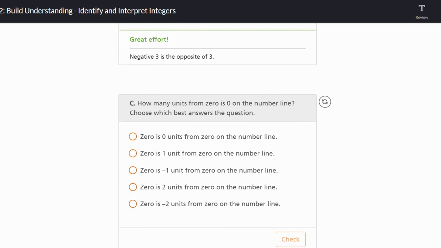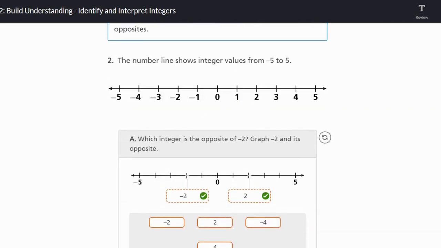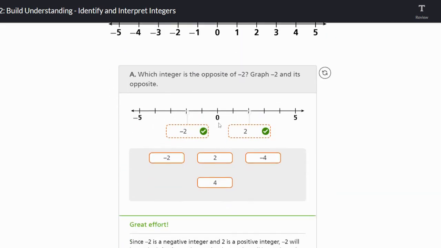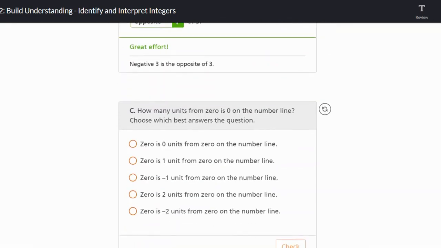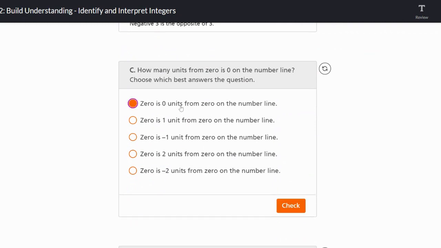How many units from 0 is 0 on the number line? Choose which best answers the question. Okay, so how many units from 0 is 0 on the number line? All right, that's a trick question. If we look at the number line, how far is 0 from 0? Well, it's the same place, right? So 0 is 0 units from 0 on the number line.